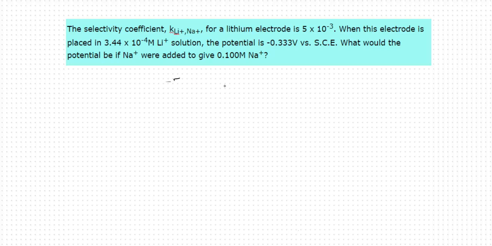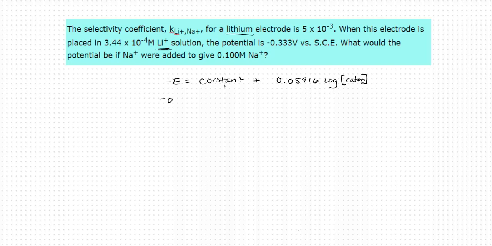For this problem, we're going to use the master equation. E is equal to some constant plus the product of 0.05916 times the log of the concentration of our cation. It's cation outer over cation inner, but here we're going to be looking at just the concentration of the cation. Now, we have a lithium electrode, so we're going to start with the lithium solution and determine what that constant is.